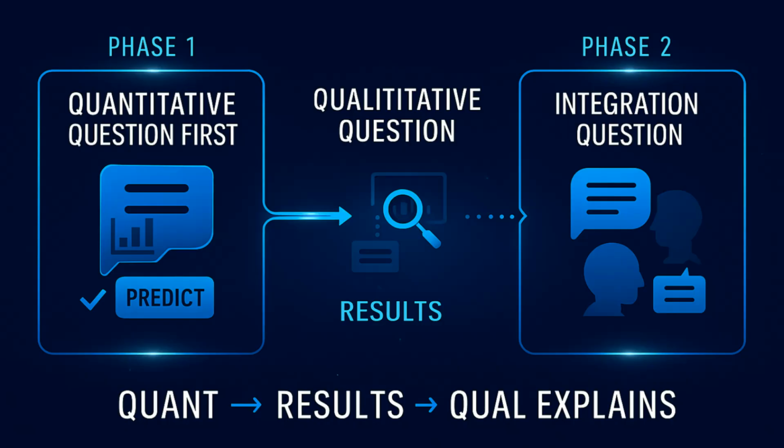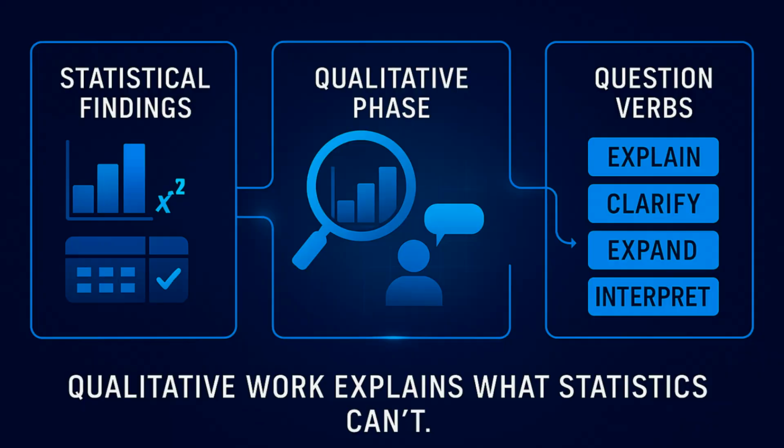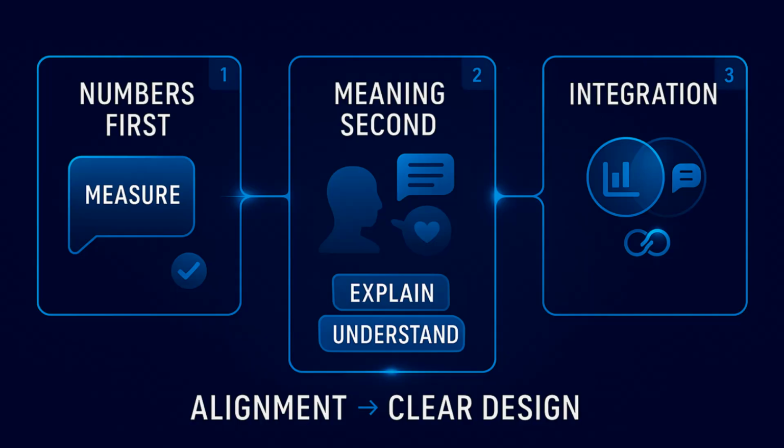In this design, the quantitative question comes first because the entire study begins with the quantitative phase. The qualitative question comes second because that phase is designed to explain the results of the first. And the mixed question asks how the qualitative findings help explain or clarify the quantitative results. The verbs in the mixed question reflect this purpose. You use words like explain, clarify, expand, or help interpret because the qualitative phase is making sense of the statistical findings. When the questions are aligned, the design becomes clear. The numbers come first, the meaning comes second, and the integration ties them together.